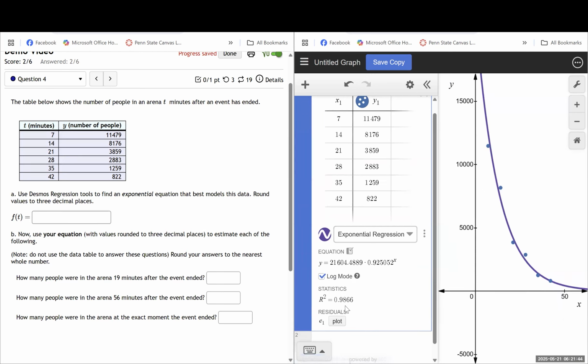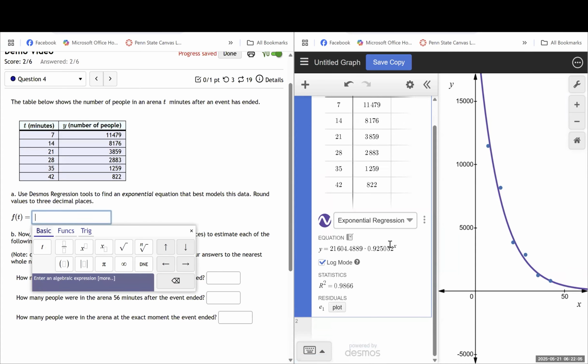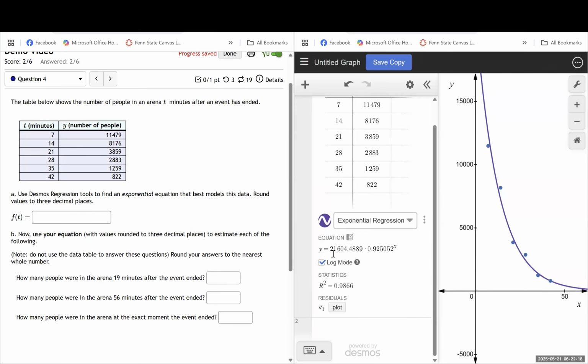When I do that, you can see that I've got a very high R squared. You can see the curve over here. It looks like a very good, close fit to the data. So the actual regression equation is given right here in my model, and I'm going to type that into the first part of my question. The regression model we have here is y regressed on A times B to the X, and the equation I'm given is in that form.